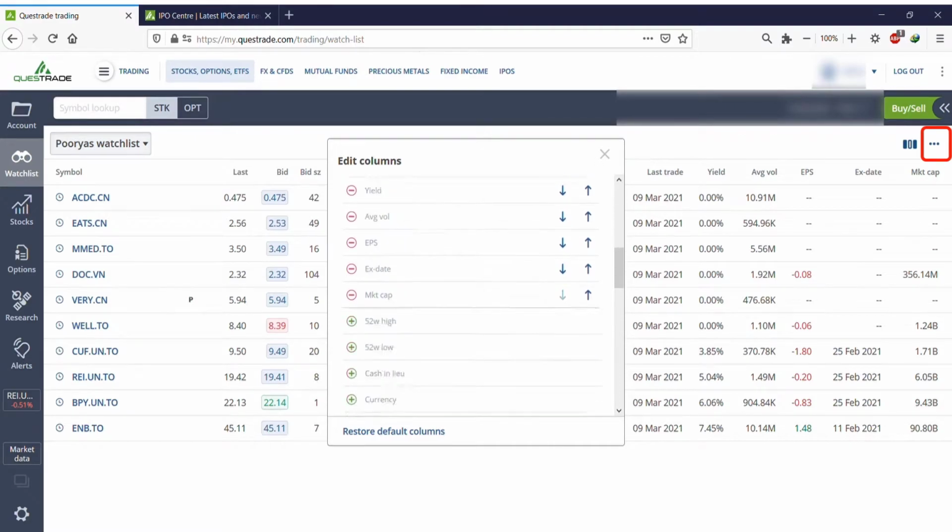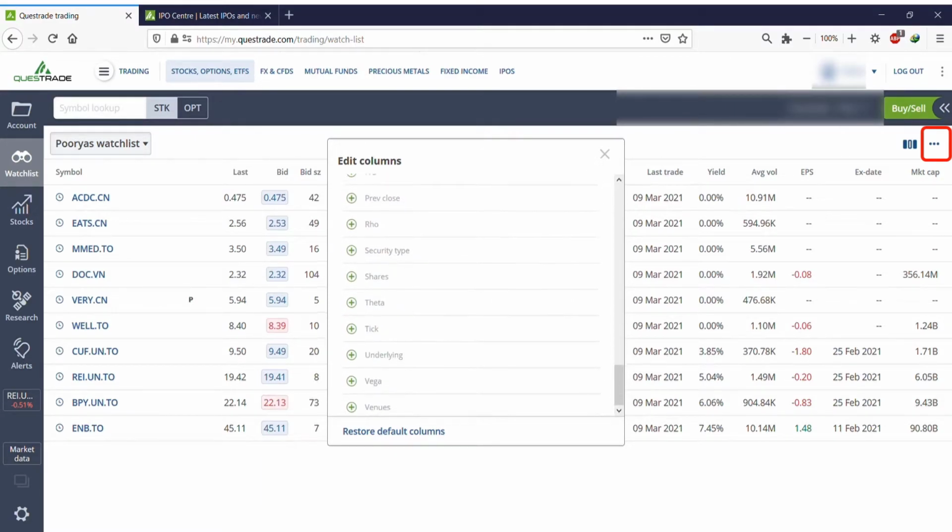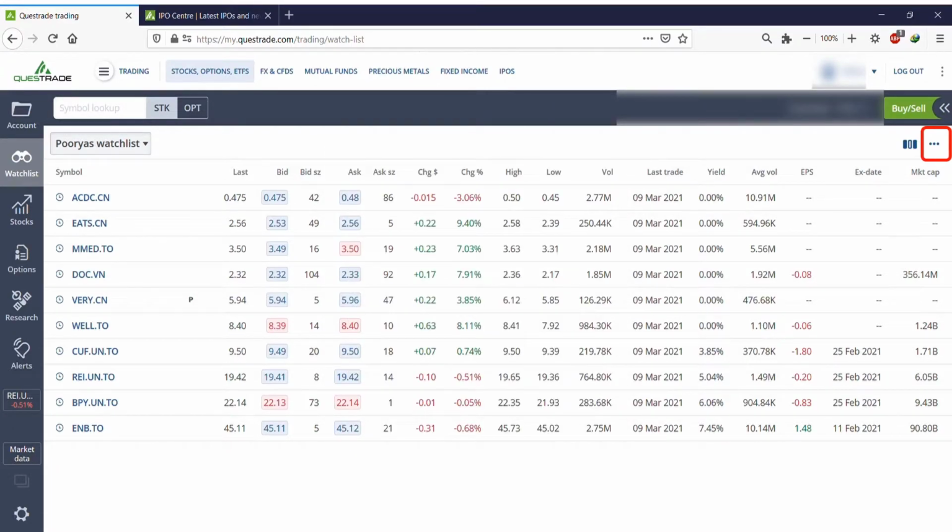Okay, average volume. Some of them I don't even understand. For example, theta, vega, these things, it's up to you to put them in the line or not. But let me show you something here.